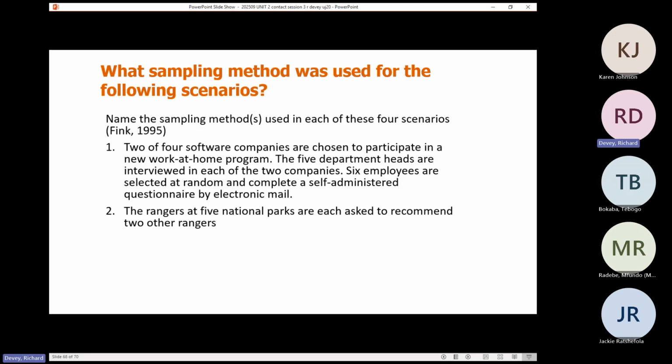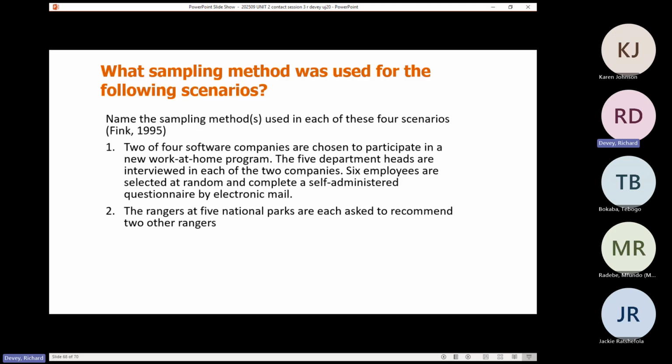Yeah, okay. So I would say there are only 5 heads and all of them were interviewed, and then the 6 employees were selected at random. So if the selection of the two software companies is random, then you could say this is a multi-stage sampling, and you could consider the companies as being clusters. So that first component would be cluster sampling, where you're choosing 2 of the 4 randomly.